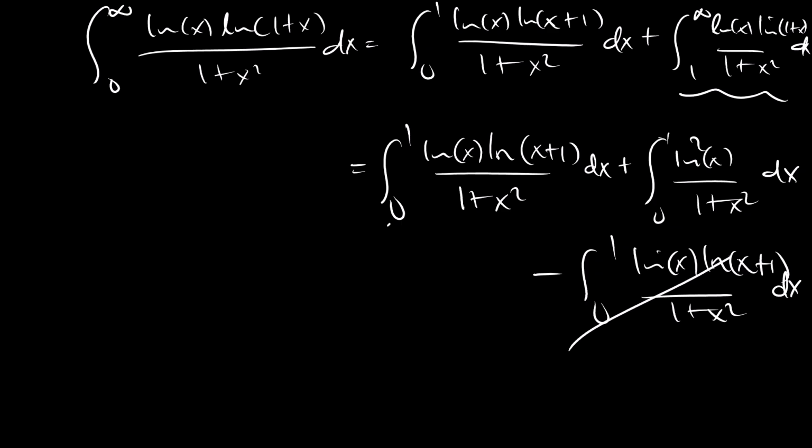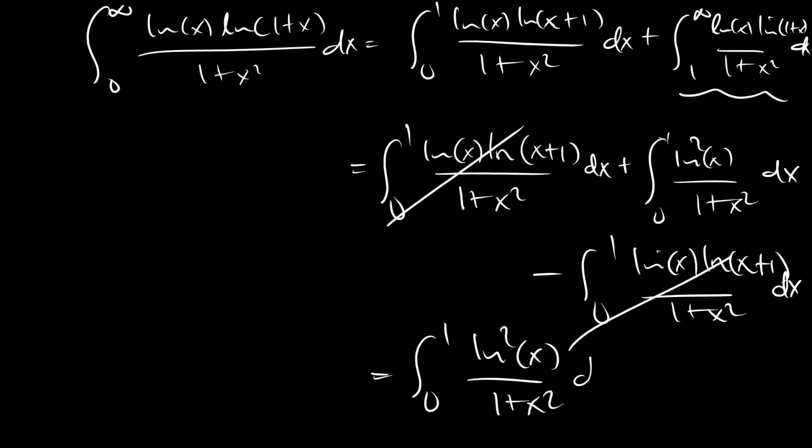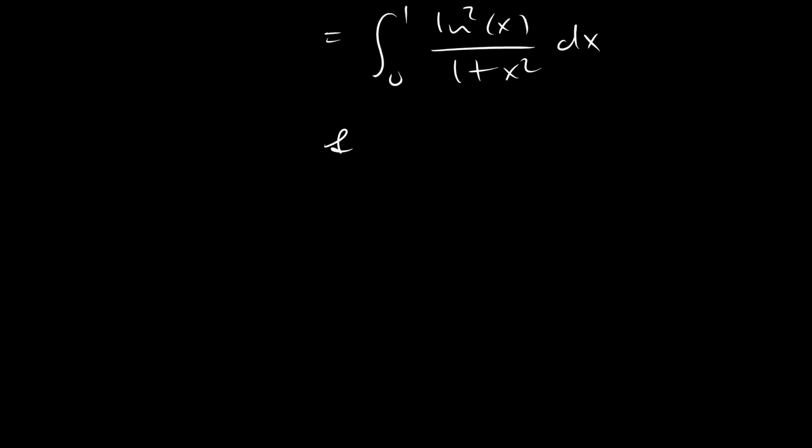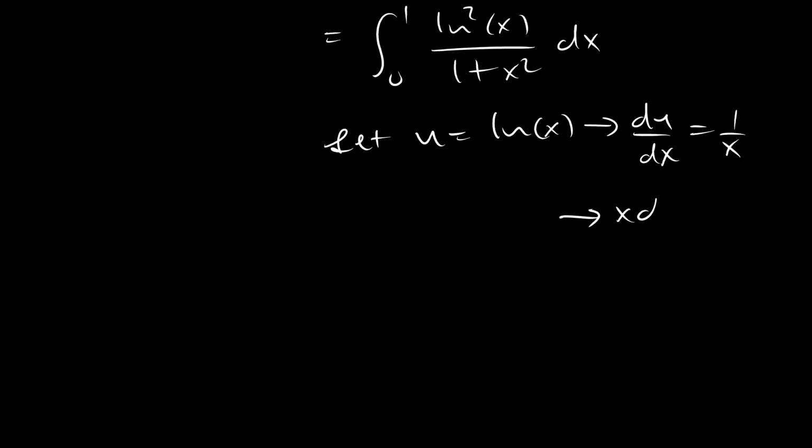And we see that this and that would cancel, so we effectively are left with, since this is our problem, 0 to 1 natural logarithm squared of x over 1 plus x squared. We can say let u be equal to natural logarithm of x, which means that du dx is equal to 1 over x, meaning that x du is equal to dx, which is e^u du is equal to dx.